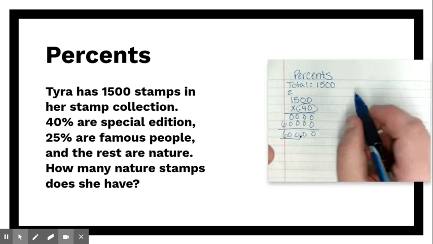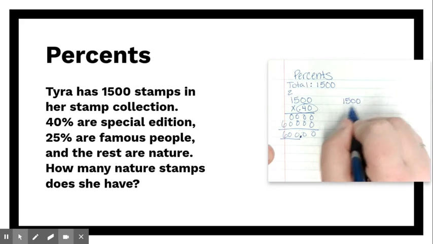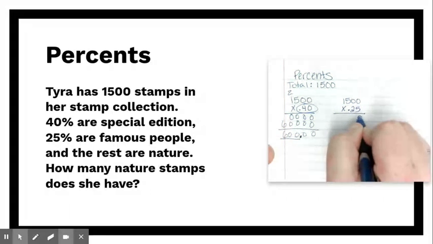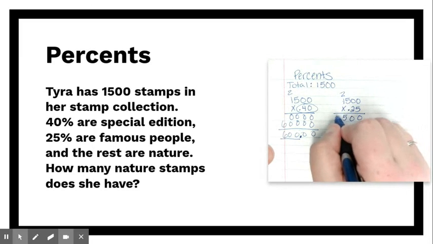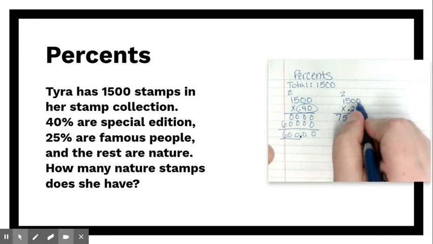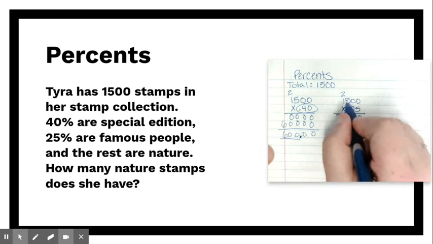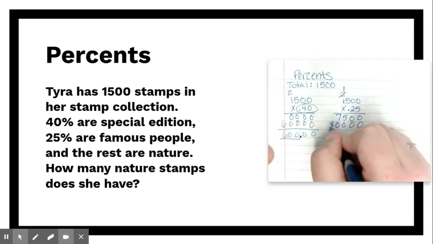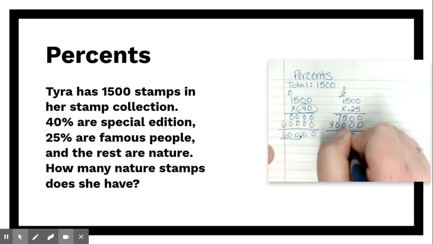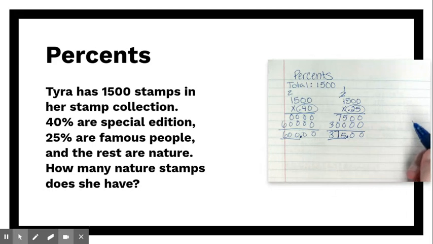25% are famous people, so we do 1,500 times 0.25. Okay, 0, 0, 25, 5, 6, 7. Okay, 0, 0, 0, 10. 2 plus 1 is 3. Okay, 0, 0, 5, 7, 3. 2 behind a decimal, 1, 2. So 375 total there. And then the rest are nature.